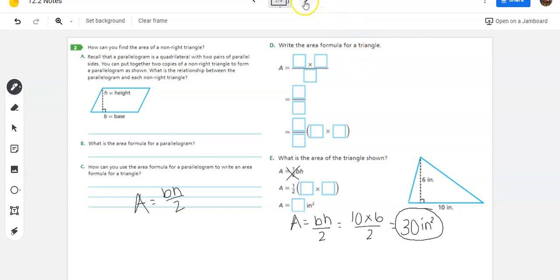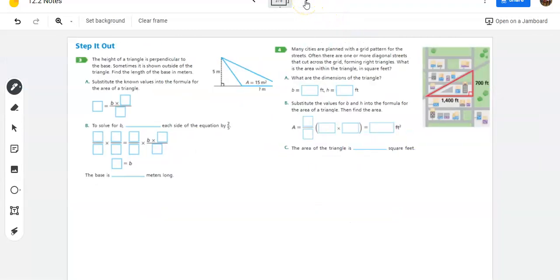Okay, let's flip the page. You guys are on page 388, number 3. This time, they gave us the area, so we're going to plug the area in for A. They gave us a height of 5. And I don't know why they left this open, but it's 2 down here.